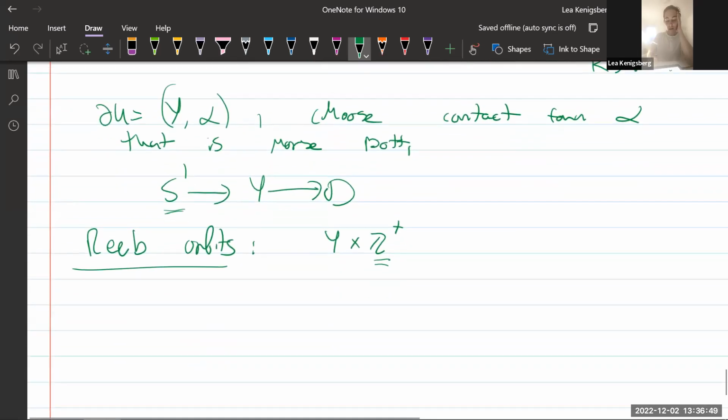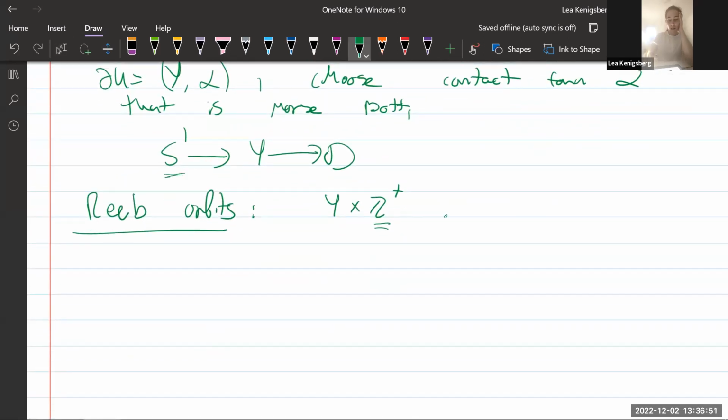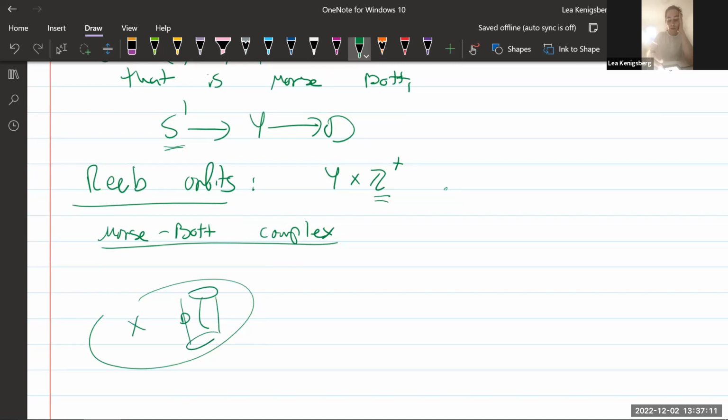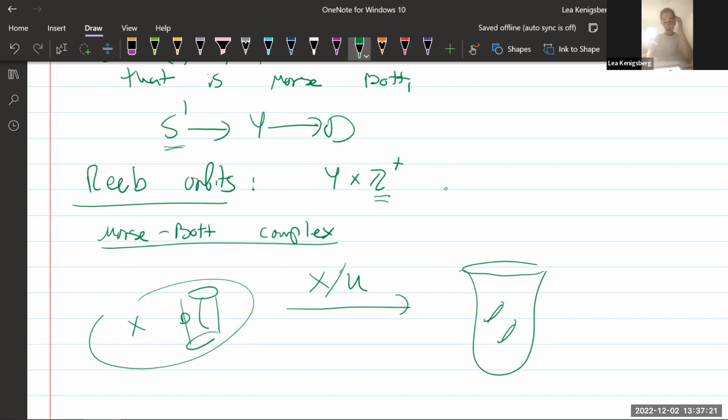Okay, and so the first thing that Diogo and Lisi do is they define the Morse-Bott complex, and the way they do this is we have this X, we remove U, and now we have this Liouville manifold which we complete.